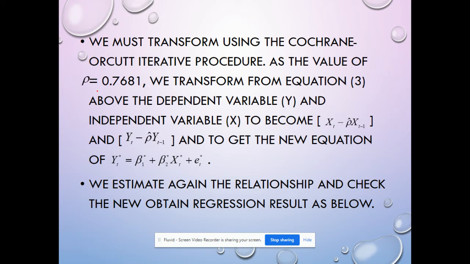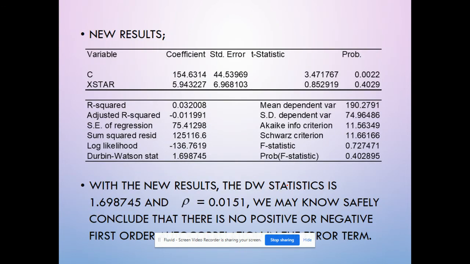As the value of rho is 0.7681, we transform the equation above, and then we come up with a new variable. Then we re-estimate with this new variable. I have the longer version of this actually. I'll show you the longer version. This is the new result.